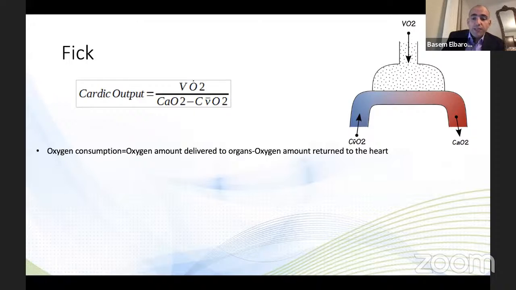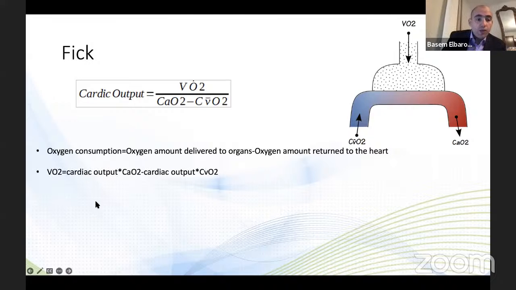The amount of oxygen the body uses is the oxygen that was delivered minus the oxygen returned to the heart. So what is the oxygen that's delivered? The oxygen delivered is the cardiac output multiplied by the oxygen content, how much oxygen is in the blood multiplied by how much blood is delivered. So VO2, we'll call oxygen consumption VO2, is equal to cardiac output multiplied by the oxygen content in the arterial blood minus the cardiac output multiplied by the oxygen content in the venous blood.